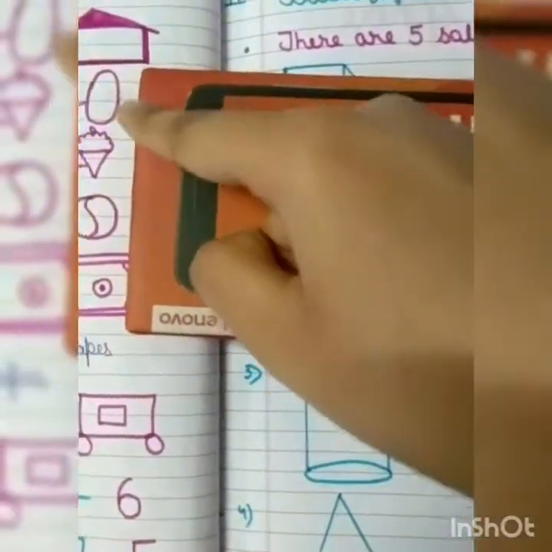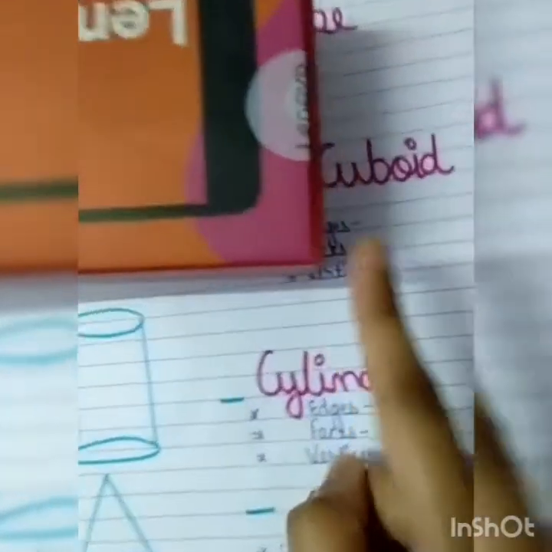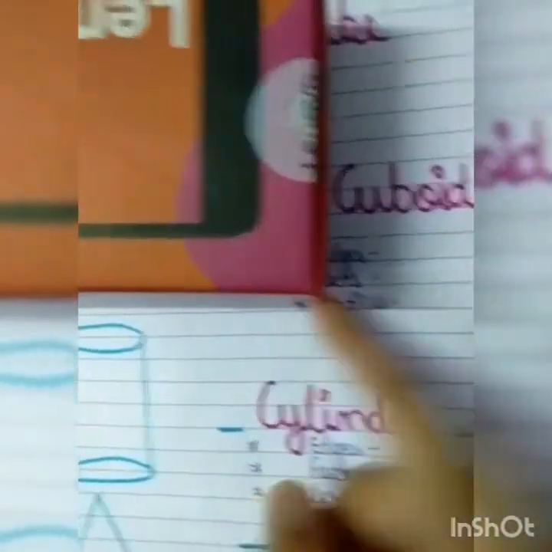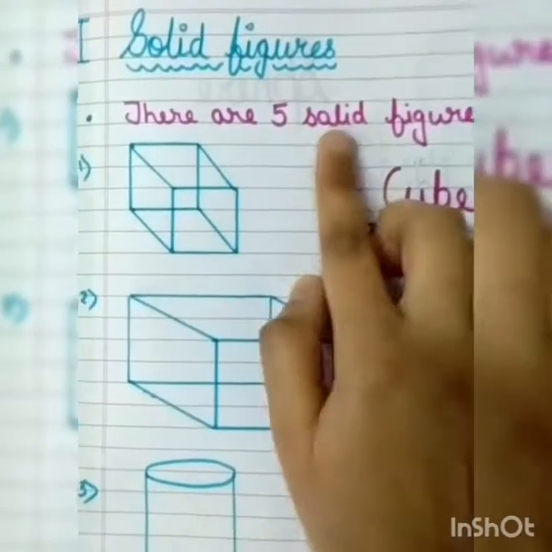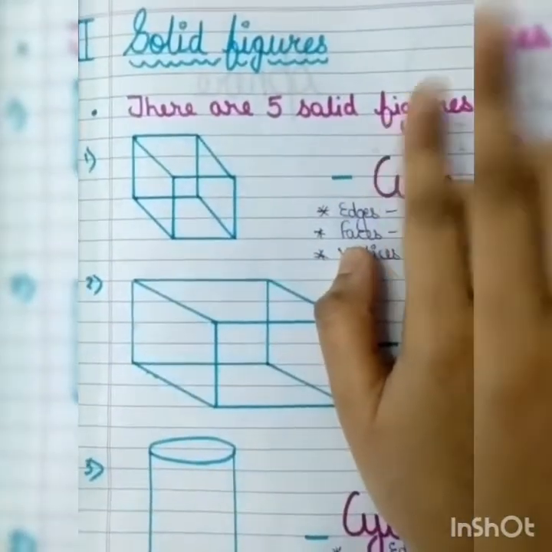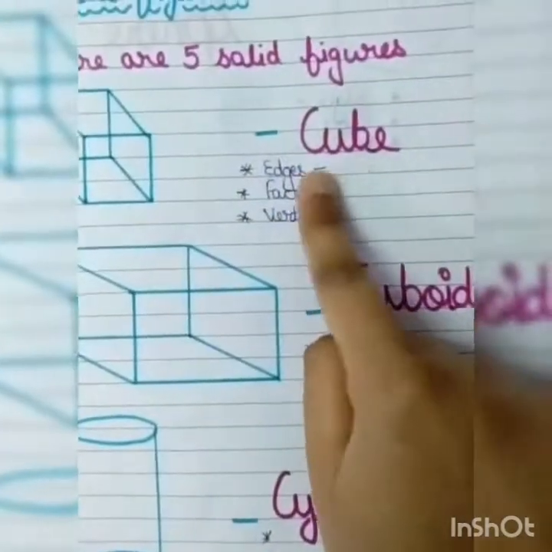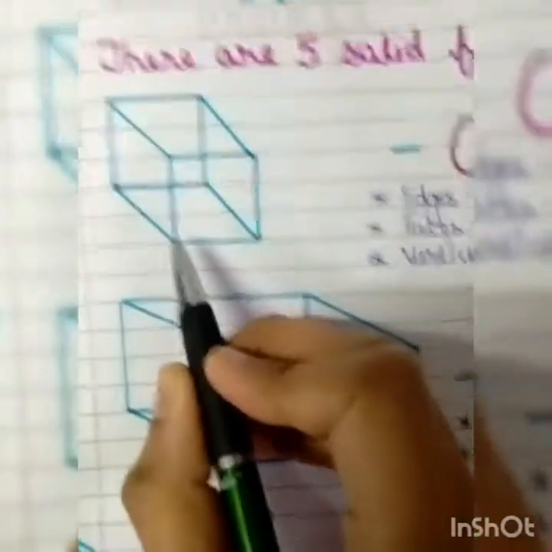And what are the directions? Height, length, and width. Height, length, and width. Okay, students. So, there are 5 solid figures. And the first is cube. C-U-B-E, cube. So how did I make this cube?